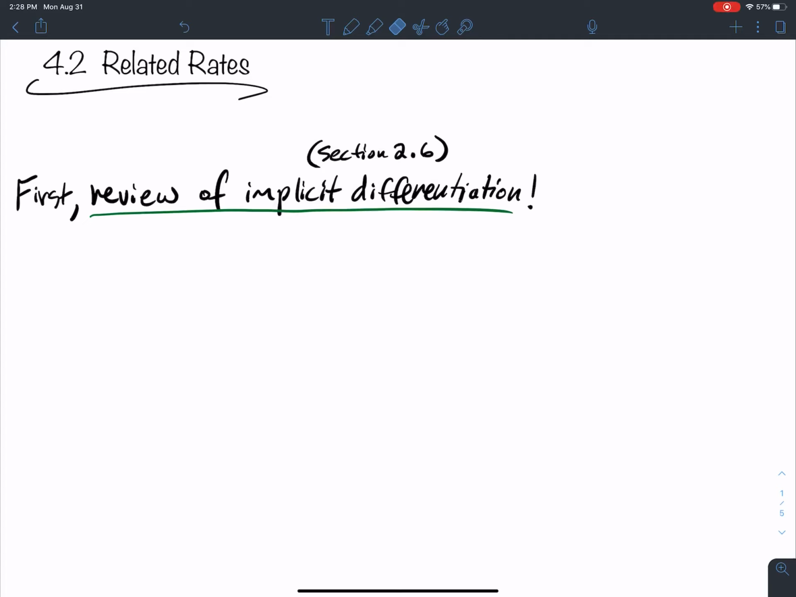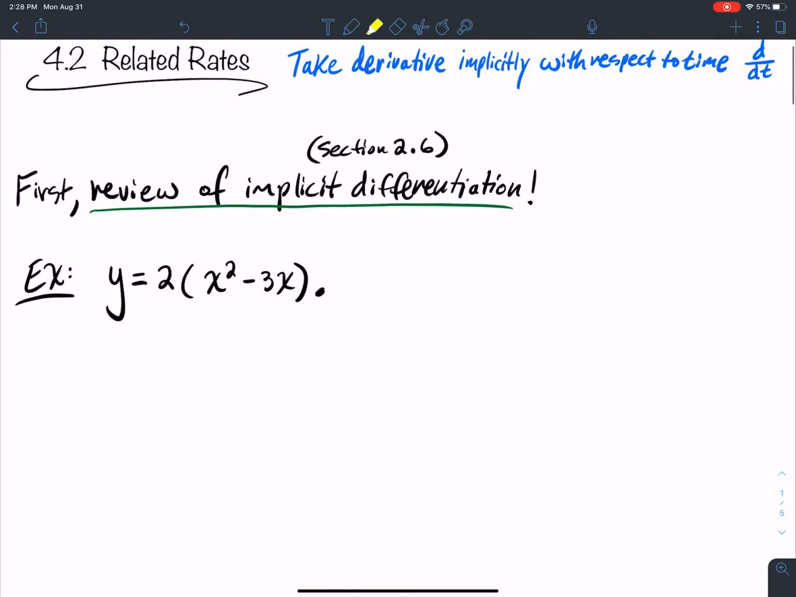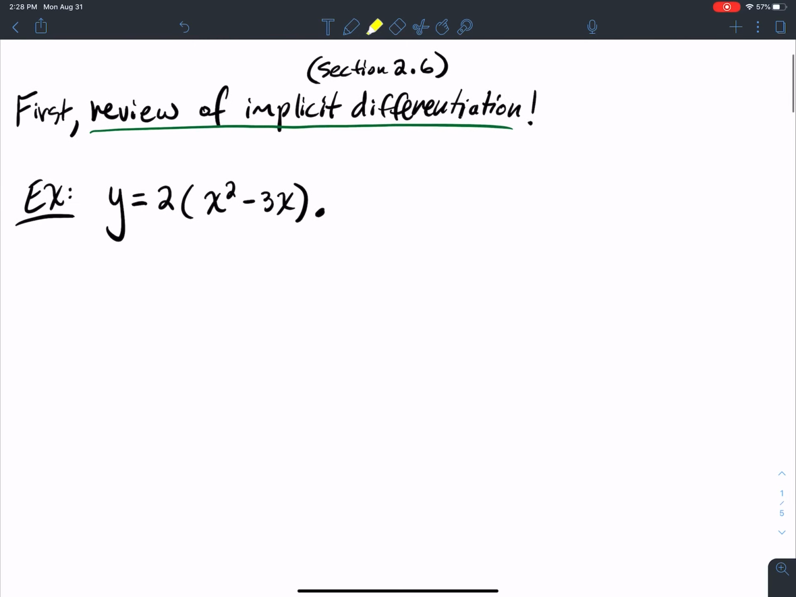Related rates, 4.2. Okay, so first, a review of implicit differentiation. When we do related rates, we're taking the derivative implicitly with respect to time, d/dt. So we've got to do implicit differentiation on all the variables. Now, just to give you a little refresher for implicit differentiation, because I know it's been a while.